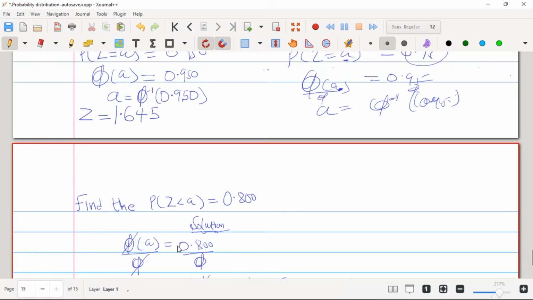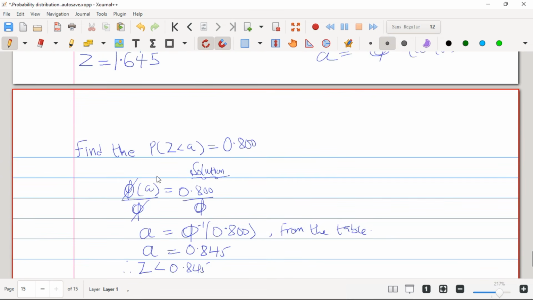Let's continue. Our next question was given us, we should find the probability that our z is less than alpha, or a, which is equal to 0.800, right? So here is the same thing. I'm still going to get phi of a, which is equal to 0.80, right? So since we have this one, I just want to find our a, which is the z-score, to be phi inverse of 0.800.